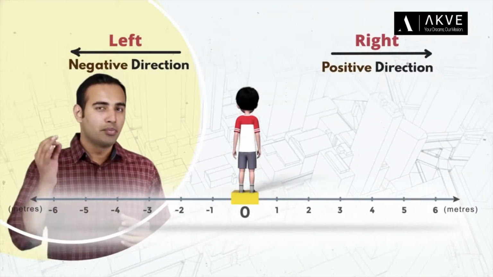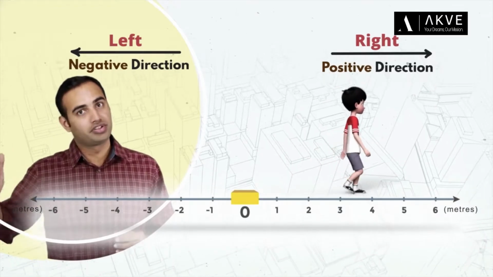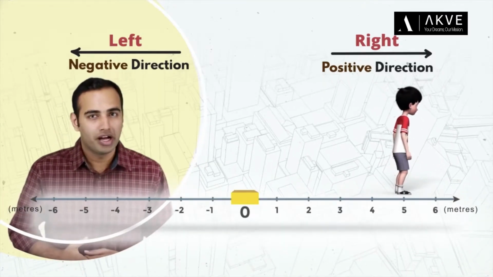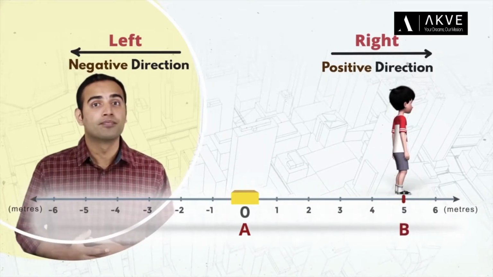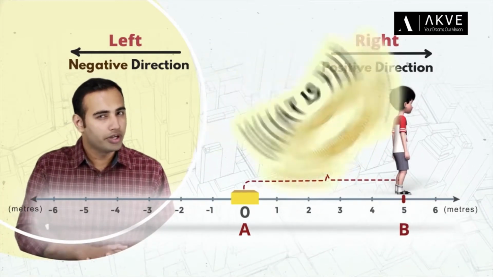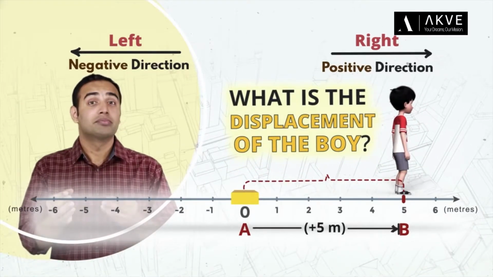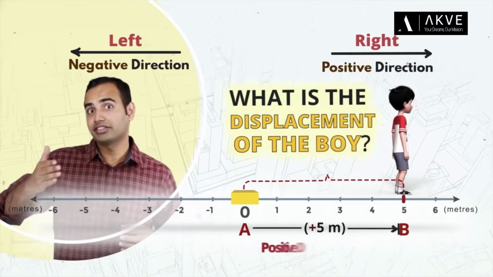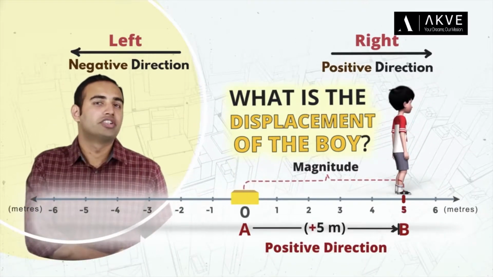So let's say a boy starts walking from the 0 mark and moves 5 meters towards the right. Let's call the 0 mark point A and the final ending point of the boy point B. What do you think is the displacement of the boy? Well, it's nothing but plus 5 meters. Because plus here indicates the positive direction in which the boy moved and 5 meters indicates the magnitude of displacement of the boy.